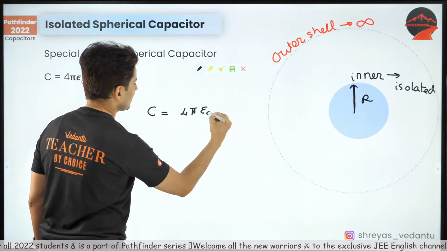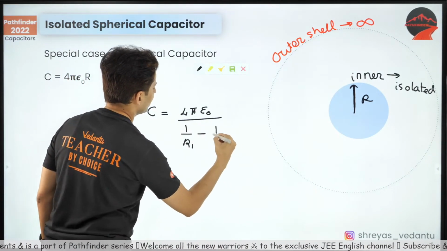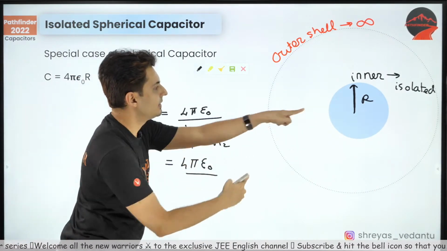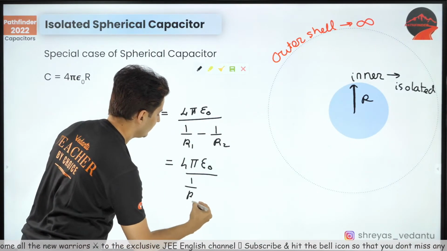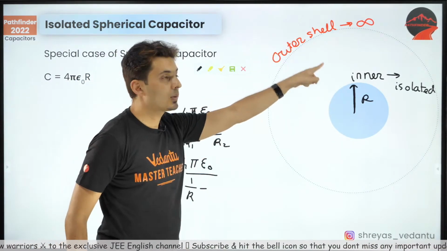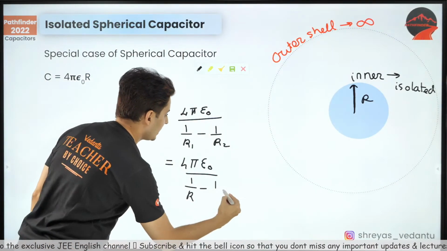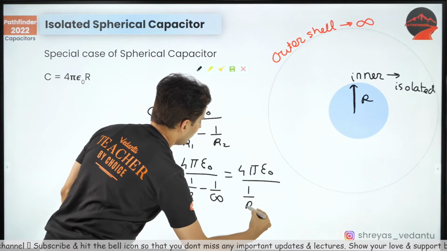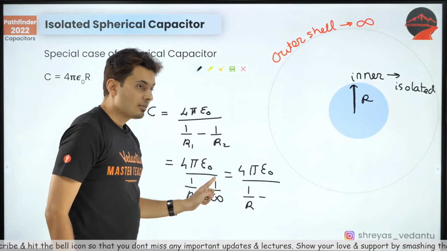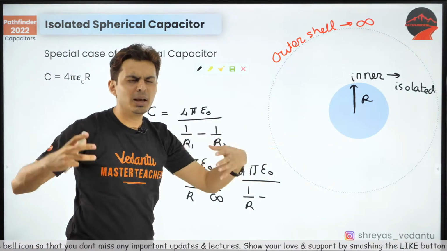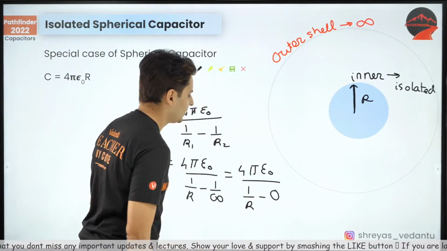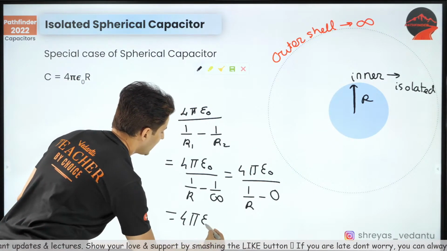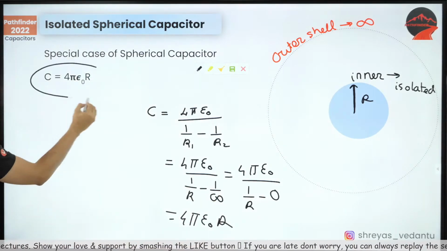Now, for a normal capacitor, what was the formula? 4 pi epsilon naught divided by (1 by R1 minus 1 by R2). In this case, think about it. What is the inner radius? The inner radius is R itself. What is the outer radius? The outer shell radius is infinite, so it will become 1 by infinity. So this will become 4 pi epsilon naught divided by (1 by R minus 1 by an infinitely large number). The denominator term will become 0. So R will go to the top and you'll get 4 pi epsilon naught R.